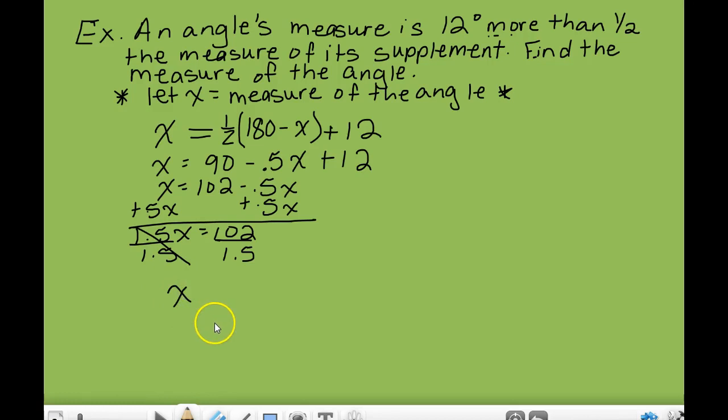And x equals 68. So that angle measure is 68 degrees.